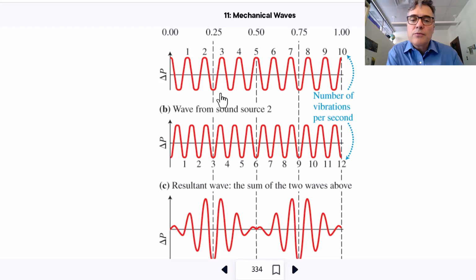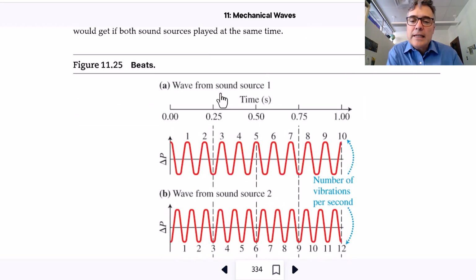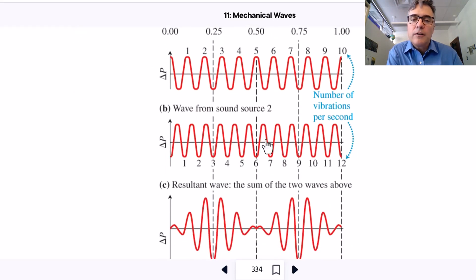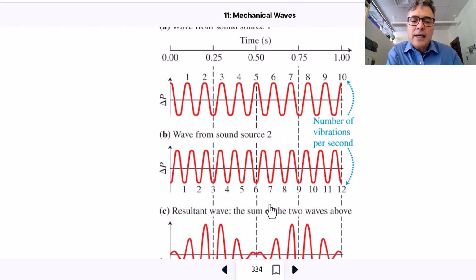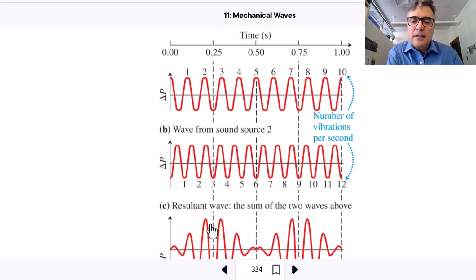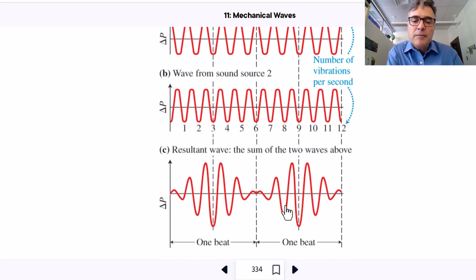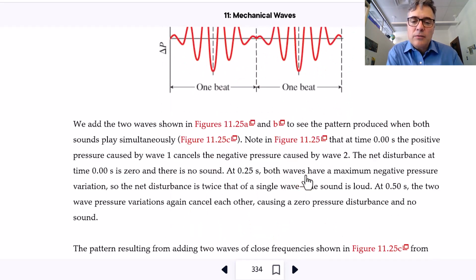So here's source 1 and source 2. Source 1 is at 10 hertz and source 2 is at 12 hertz. When you add these up, it looks like about every half a second the sound gets loud. And then in between those loud beats, you get silence. And that's called beats.